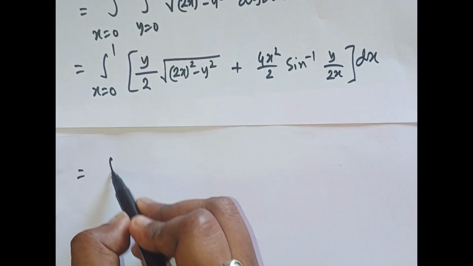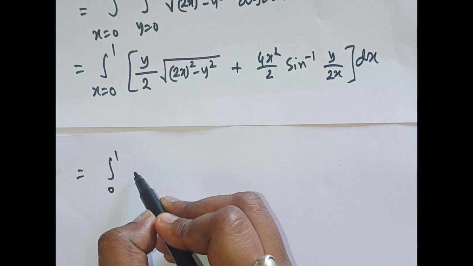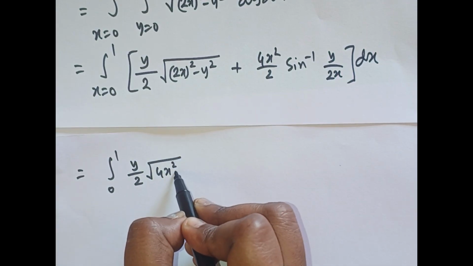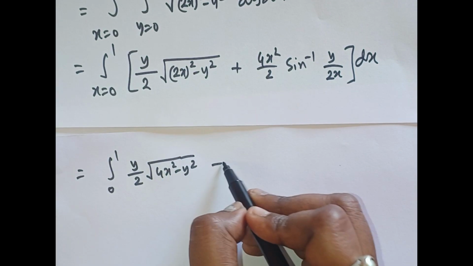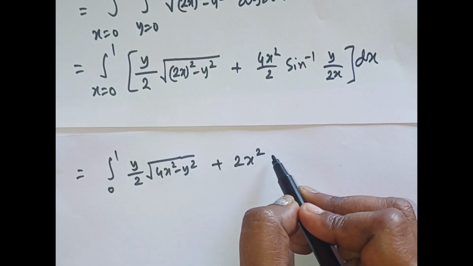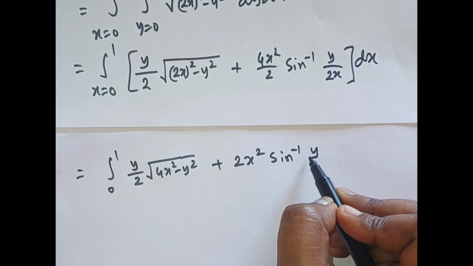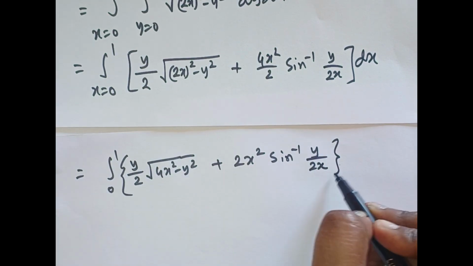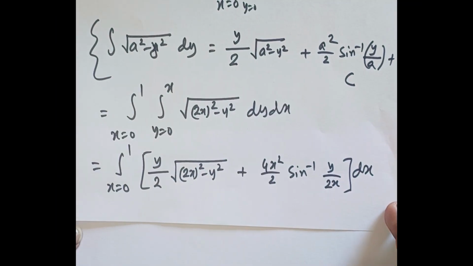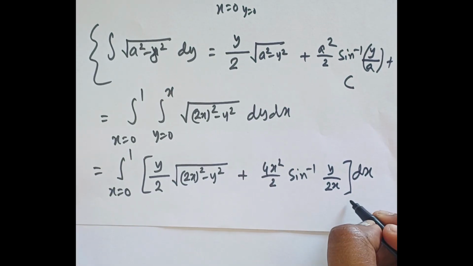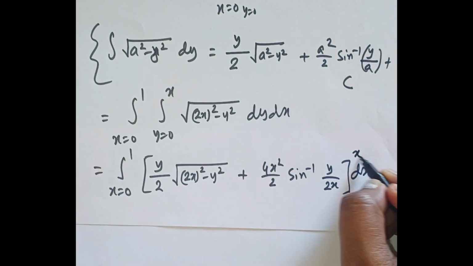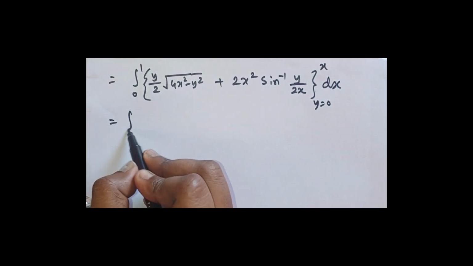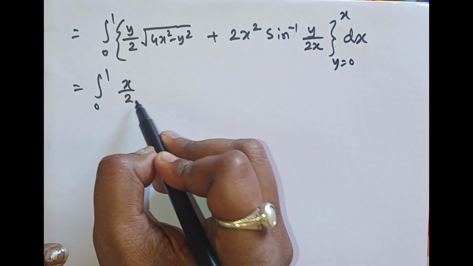So solving this, integration x equal to 0 to 1, y by 2 and 2x square is equal to actually 4x square minus y square, plus you can cancel out 2 by 4. So 2x square not cancel out, you can divide 4 by 2, 2x square sine inverse y by 2x. Oh, one more thing is left there, that is we have to use the limits y equal to 0 to x. So if we put y equal to 0 to x, then it will be 0 to 1, x by 2.